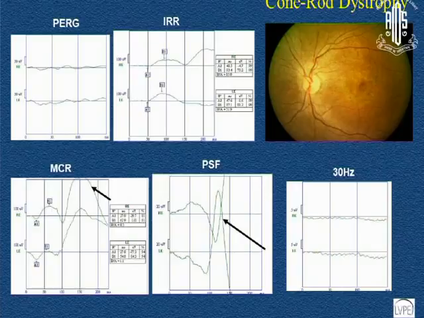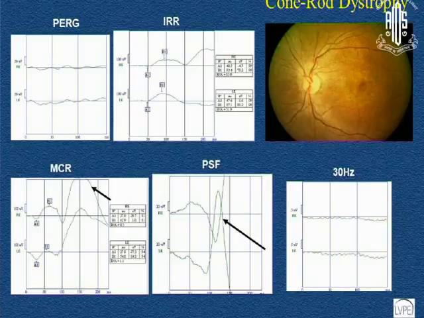So just to show, if you have something like this where you have a good rod response or a subnormal rod response, but the photopic responses are very poor, and these are again blink artifacts which I am showing here, they are not reproducible, they are coming too late, then you will think this is a cone-rod dystrophy, and then you will correlate clinically.